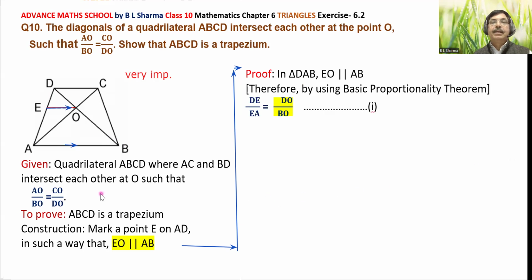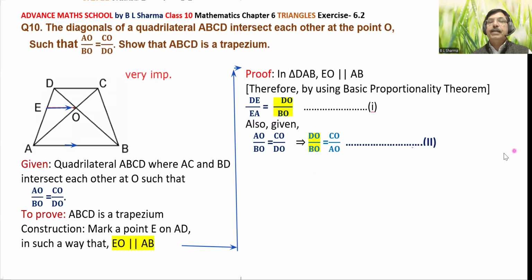But also given, what is given? AO upon BO is equal to CO upon DO. It is given. इसको क्रॉस मल्टीप्लाई करके ऐसे भी लिख सकते हैं, DO अपॉन BO इज इक्वल टू CO अपॉन AO. हमने ऐसा इसलिए किया ताकि ये इक्वल हो जाए, DO अपॉन BO एंड दैट इज ऑल्सो DO अपॉन BO. Now DO upon BO, that is DO upon BO. So DE upon EA will be equal to, mark it second equation.